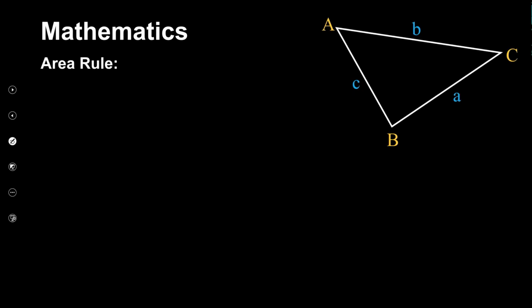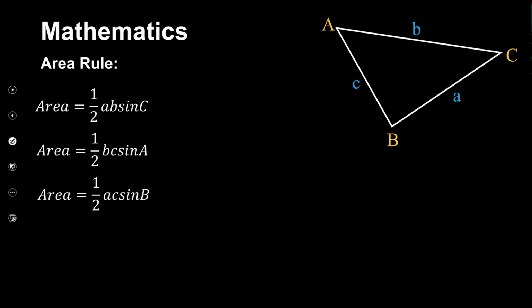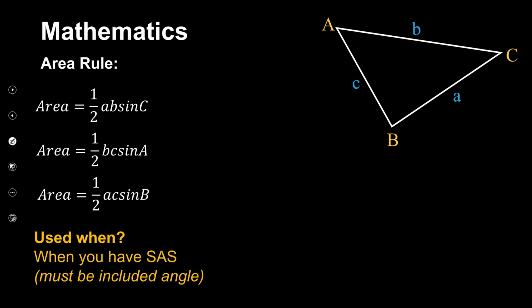Okay, and our next rule, area rule, this is an easy one. Remember, we're looking for a kind of a V pattern when we're doing area rule. So we need to have half AB sine C, half BC sine A, and half AC sine B. Okay, and you use area rule when you have side, angle, side. So basically, you can use it when you have AC and the sine of B. So we're looking for the V pattern.